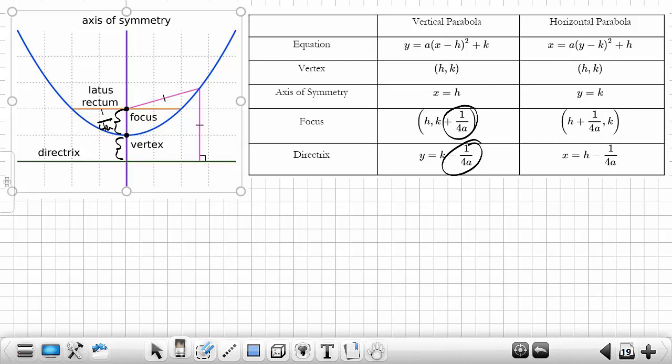The distance is positive, but you're going to subtract to get that one, if it's upright facing. Okay? It depends on which way the parabola is facing. If the parabola is facing up, the focus is above, so it's plus, and the directrix is below, so it's minus. If the parabola was facing down, the focus would be minus because it's below the vertex, and the directrix would be plus because it's above. And then we have our sideways versions.